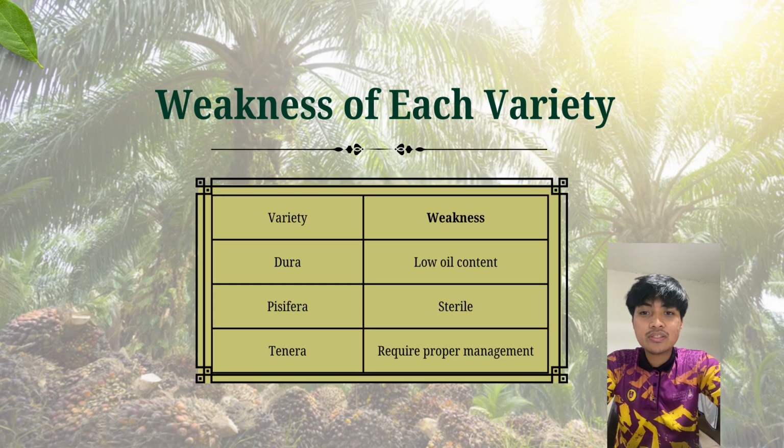Piscifera is mostly sterile, which causes poor fruit formation and low bunch production. Although Tenera produces high yield and better oil extraction, it still requires proper plantation management, suitable climate, good soil conditions, and adequate nutrients to achieve maximum productivity. Without proper management, even high-yielding varieties might not achieve their full production potential.